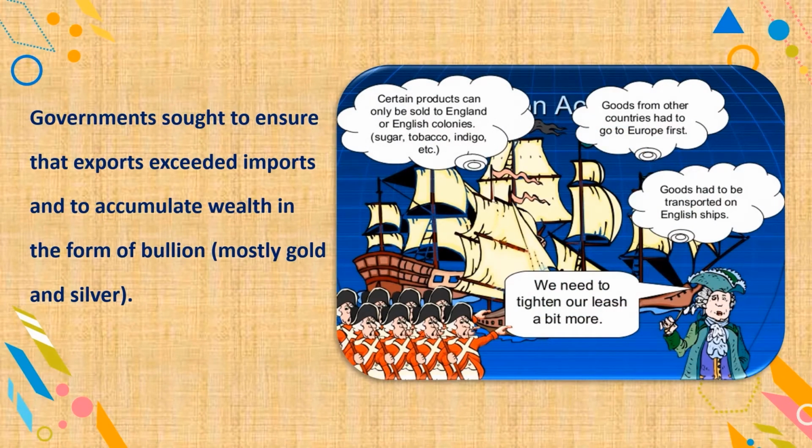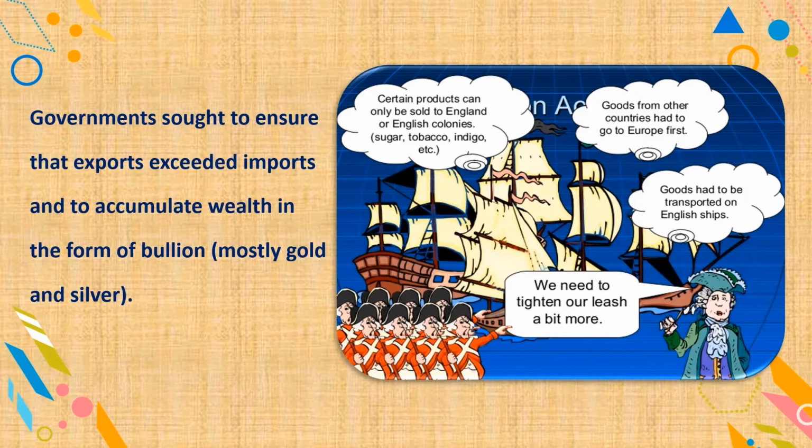Here you can see a comic where the soldiers were asking for something and the Lord was commanding. Goods from other countries had to go to Europe first, and goods had to be transported on English ships. We need to tighten our leash a bit more to collect the raw materials from the colony countries, and certain products can only be sold to England or English colonies. The products were sugar, tobacco, indigo, etc.